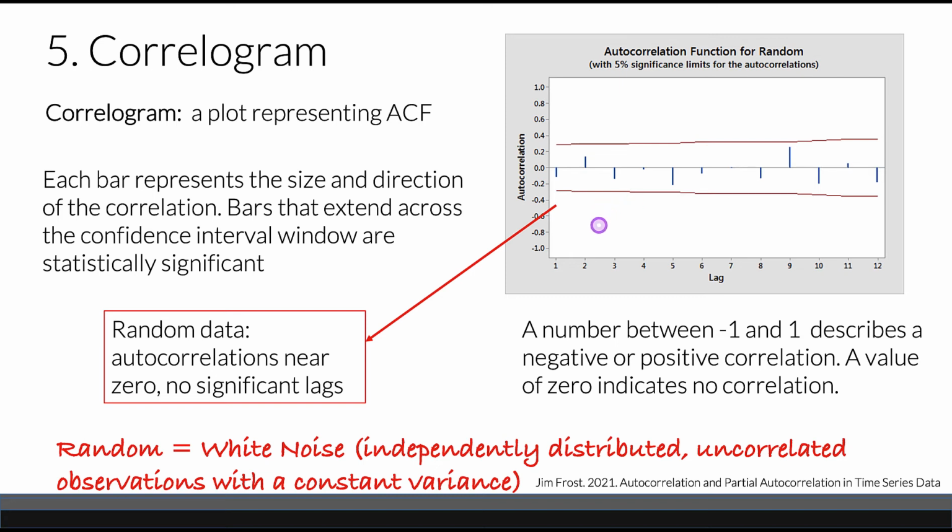Another thing to remember, from what you've learned in the past about Pearson correlation, is that the range for coefficients is between -1 and 1. So -1 is negative correlation, 1 is positive correlation, and 0 is no correlation. When we talk about random data, we refer to it as white noise: independently distributed, uncorrelated observations with a constant variance, right? They are all clustered around 0.